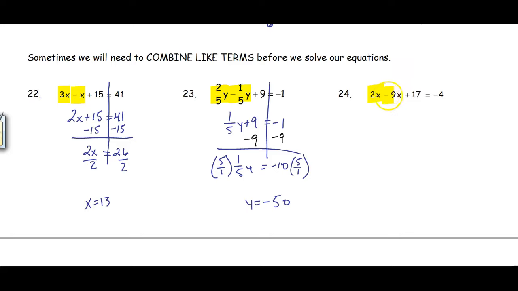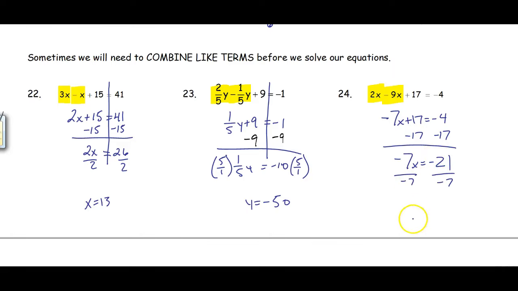Here you got 2x and negative 9x. As like terms, 2x minus 9x is negative 7x, plus 17 equals negative 4. We know they're on different sides of the equation, so they can't be like terms. So let's start off here by subtracting 17 on both sides. You get negative 7x equals negative 21. You're going to go ahead and divide, and you get x equals 3. So why don't you go ahead and give the next 3 a try on your own.